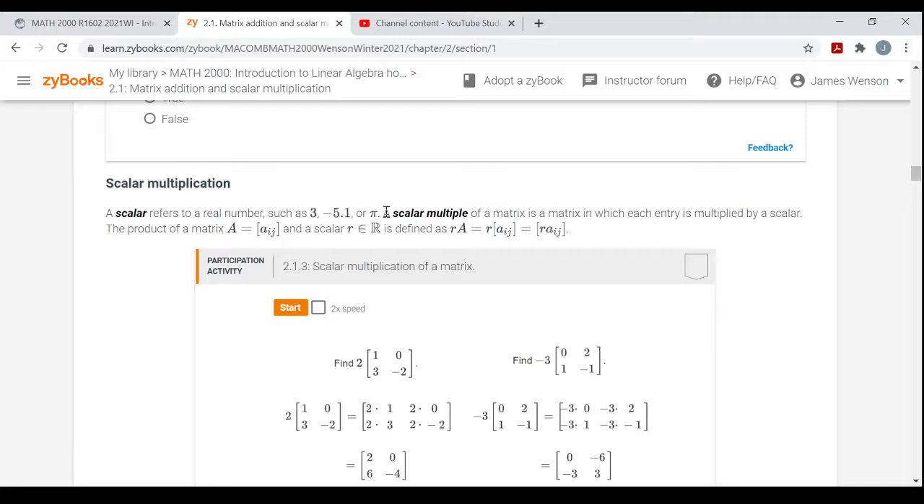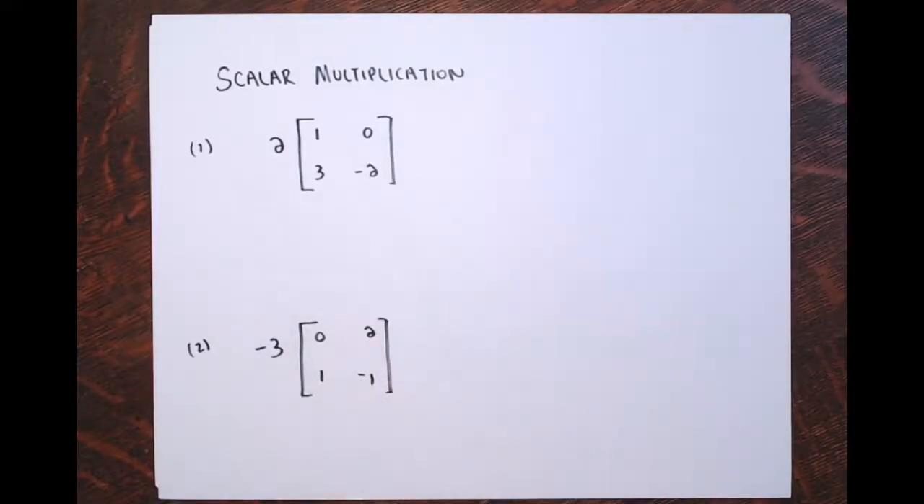Okay. A scalar multiple of a matrix is a matrix in which each entry is multiplied by a scalar, just a number, and they denote it here. If R is a scalar, R belongs to the reals, and A is some matrix with the entries Aij, then R times A, the scalar times the matrix, is R times the brackets with Aij, and that's a new matrix where every single entry, every single Aij, is multiplied by the scalar R. So again, I'll write out the examples from this first participation activity and show you some. It's pretty simple, I believe. These are the same examples in the first participation activity there.